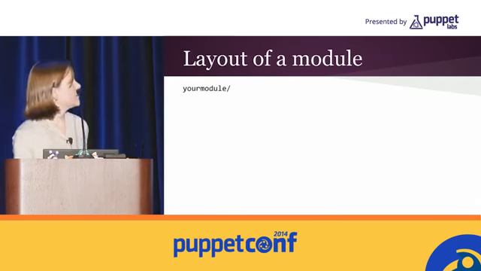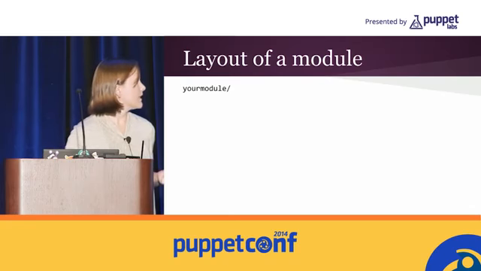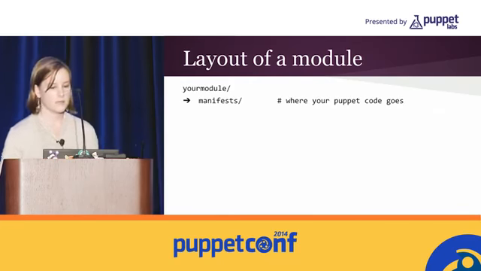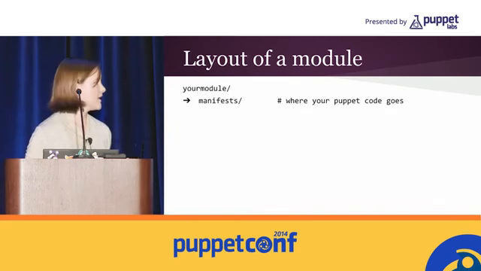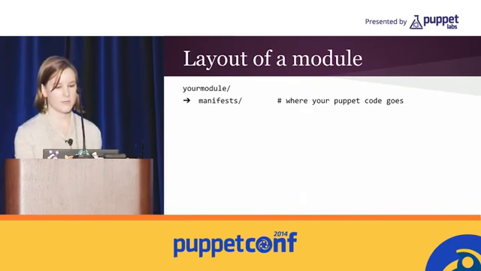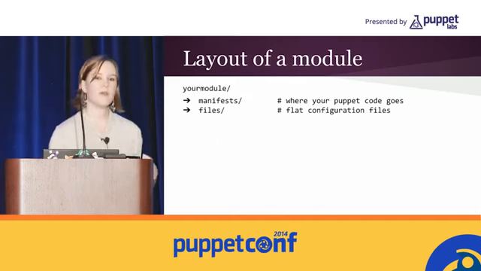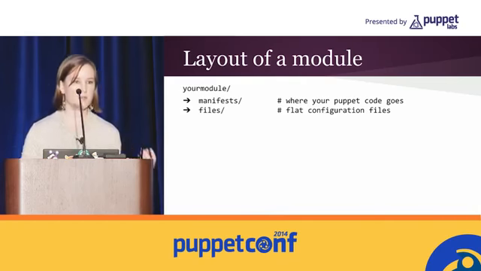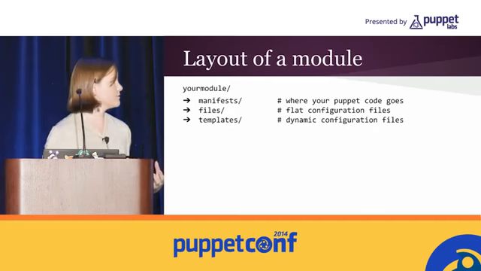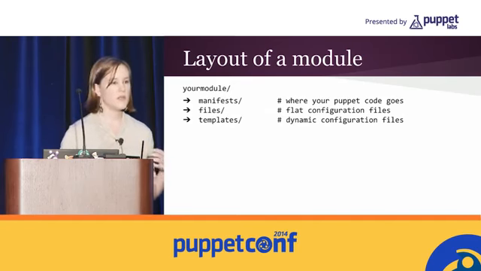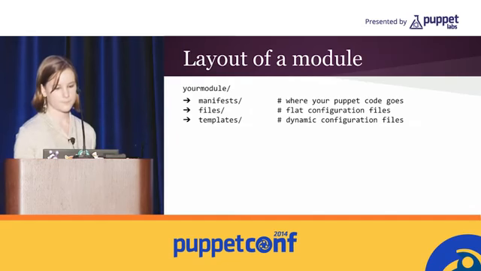Getting into the details a little bit, the layout of a module is going to look a little bit like this. The manifest directory is going to hold classes and defined types. This is where your Puppet code is going to be written. Files holds flat configuration files, so these get copied straight from the master to the client. Templates also holds configuration files, but these are dynamic ERB templates that get generated based on your Puppet code.